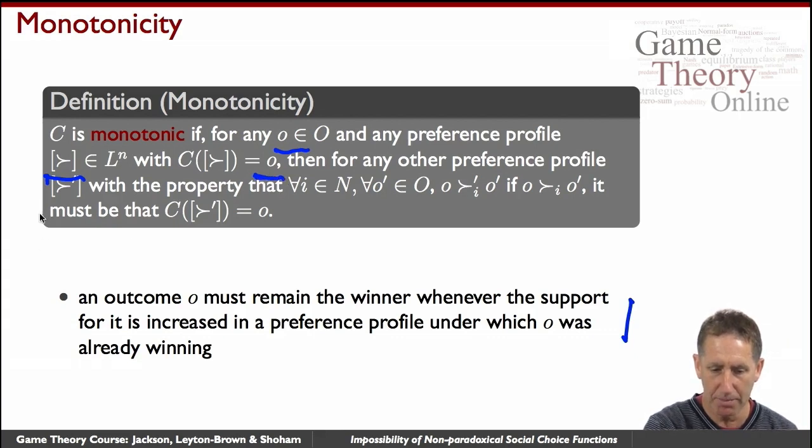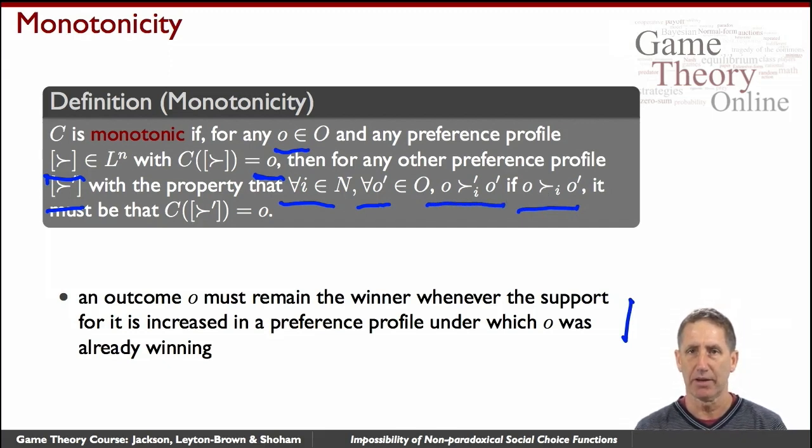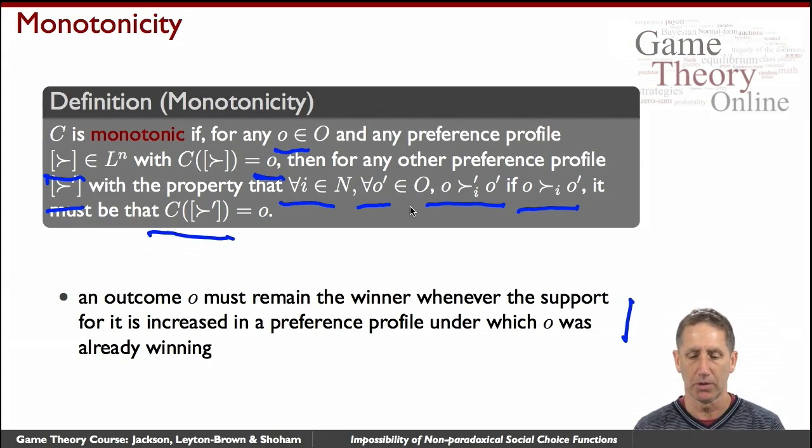if we look at any other preference profile that has the property that for every agent and every other outcome O prime, if under the original preference O was preferred to O prime, it is also under the new preference, so that original winner O never lost support, maybe only gained support, then under those conditions, it better be the case that under the new preference order, in which O only got more support, it would still be the social choice, the winner. Again, a reasonable property to require.